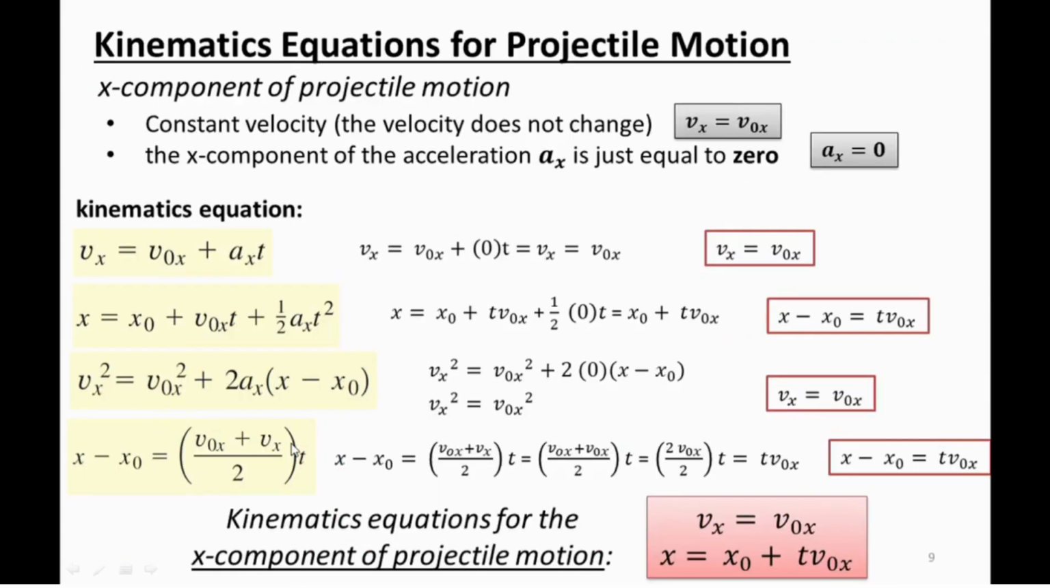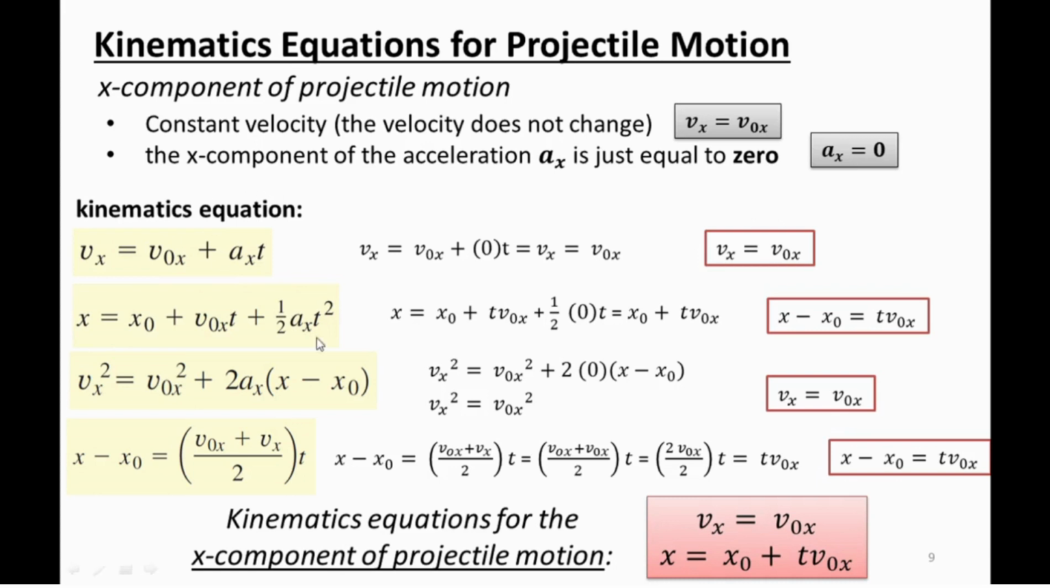So in the x component of the projectile motion, we have to take note that the acceleration is always 0, provided that air resistance is negligible. And because the acceleration is 0, the horizontal velocity must be constant throughout the motion. In other words, the horizontal component of the velocity must not change, or the initial horizontal velocity and the final horizontal velocity must be equal. So let us look at the equations to prove this.